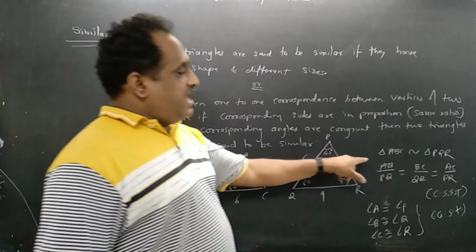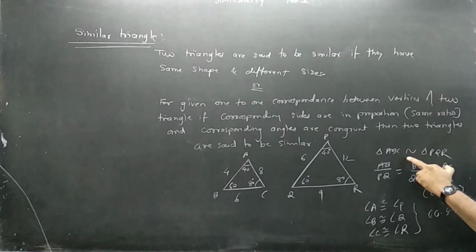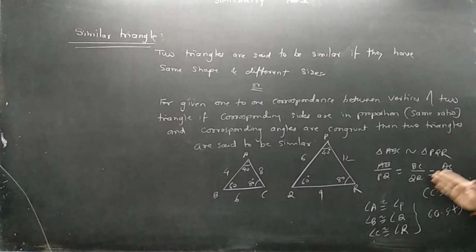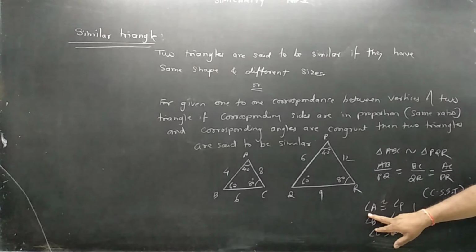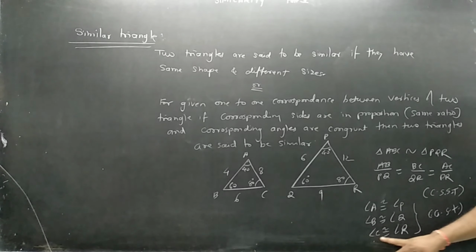So this is the symbol for similar triangles. I will write that triangle ABC is similar to triangle PQR. AB upon PQ, BC upon QR, and AC upon PR. So angle A is congruent to angle P, angle B is congruent to angle Q, and with C, what will it be? R. And this we are giving is what?